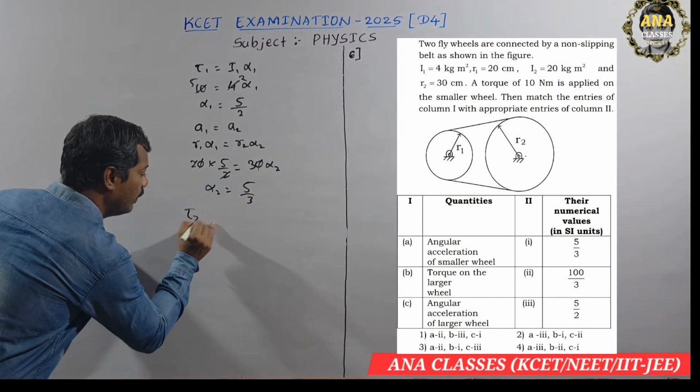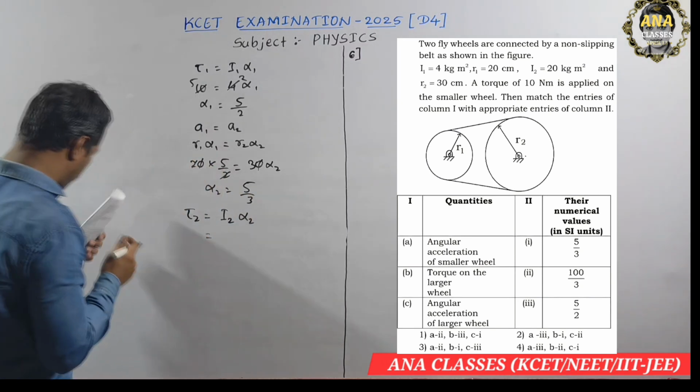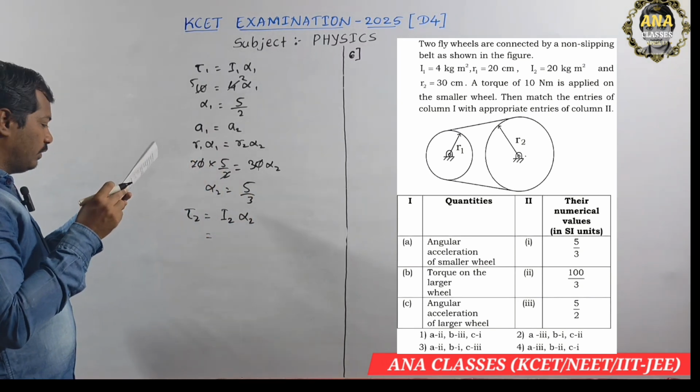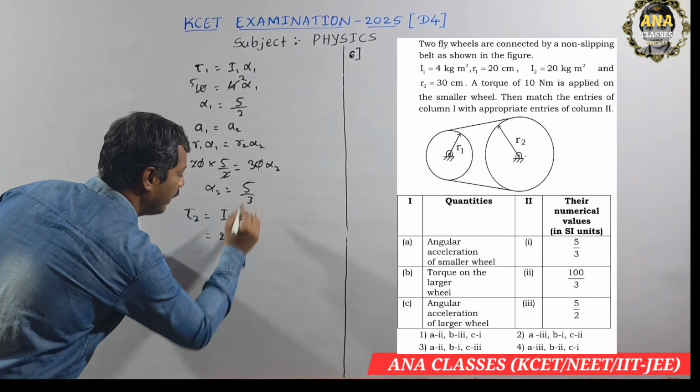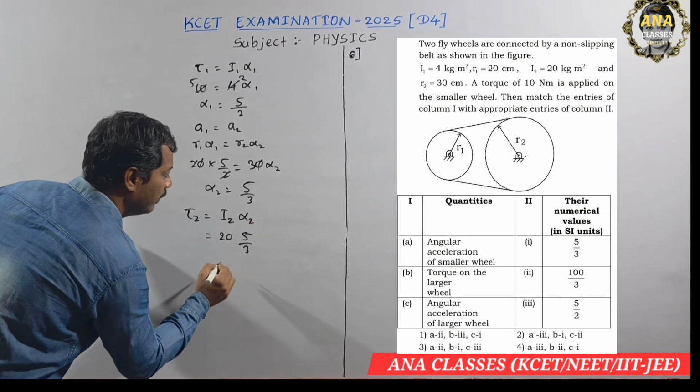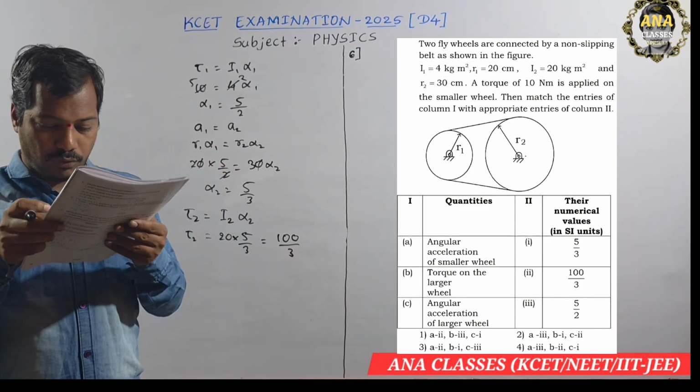Then the value of torque 2 is equal to I2 into alpha 2. I2 is also given. So what is the I2 value? It is 20, and alpha 2 already calculated is 5 divided by 3, so it is equal to 100 divided by 3. So the correct option is 4.